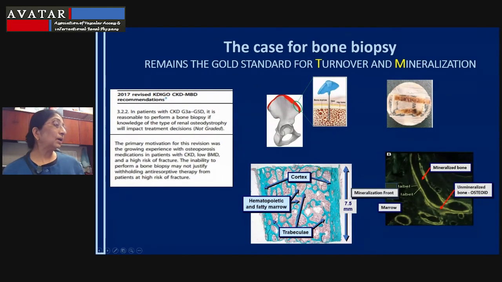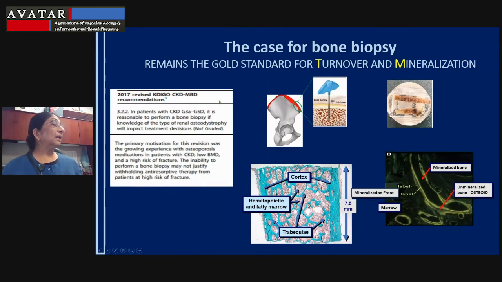So, with the lack of a good non invasive way of predicting bone turnover, we need to go back to invasive methods, increasing the case for performing a bone biopsy in patients on dialysis. Bone biopsy remains the gold standard for assessing turnover and mineralization in bone.